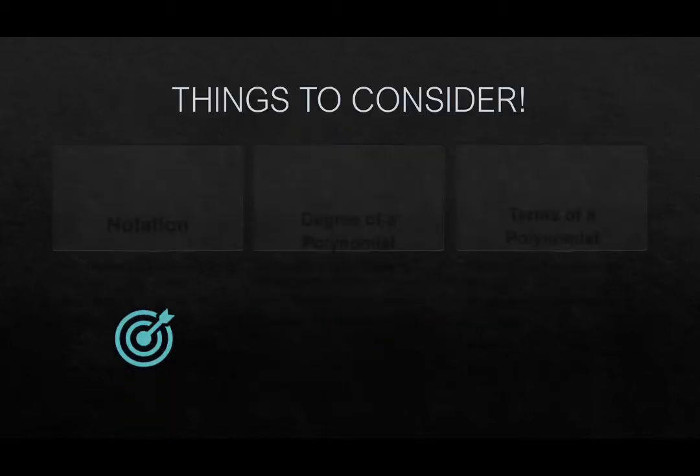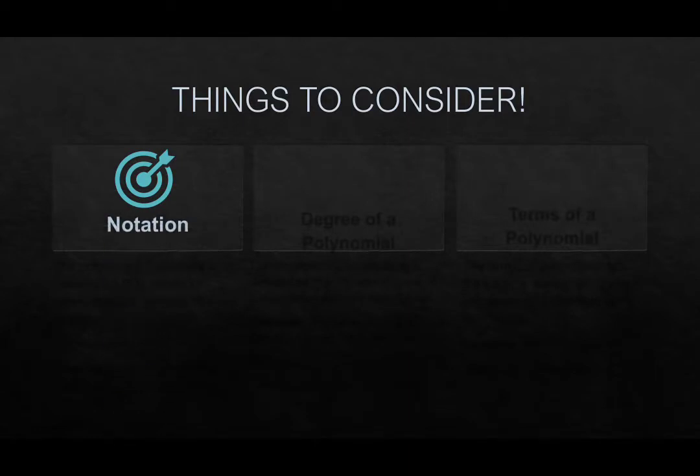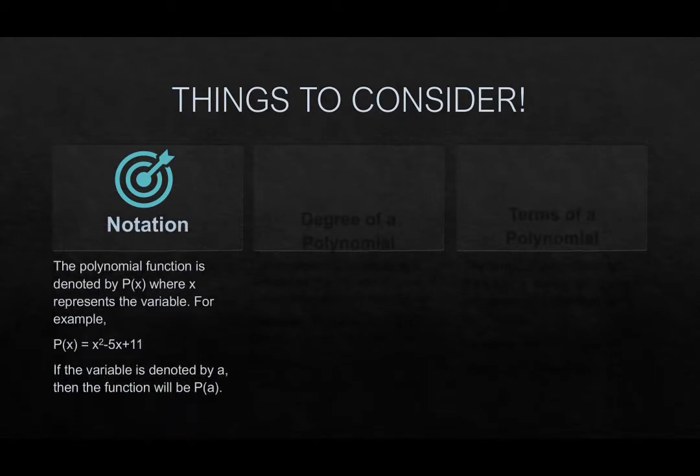And there are some things to consider in a polynomial. First one is notation. The polynomial function is denoted by p of x, where x represents the variable. For example, p of x is equal to x square minus 5x plus 11. If the variable is denoted by a, then the function will be p of a.